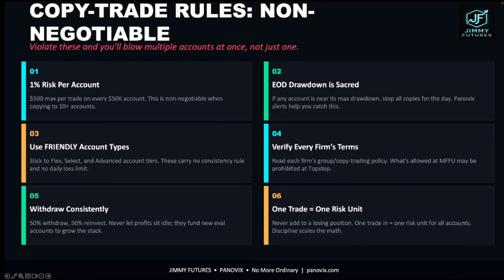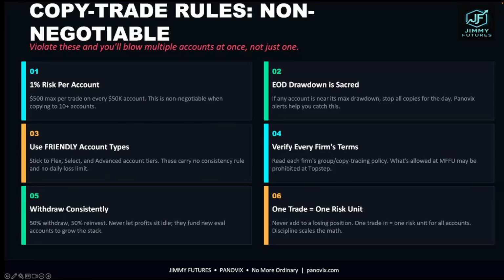4, withdraw consistently. When you withdraw your money, only reinvest half of it into trade copying and save the other half. Use that for things that you actually want to do, things for your family. Buy a boat. Do something fun other than just putting it back into funded accounts. Because at that point, you're just a professional gambler, and who wants to do that? I mean, I guess some people.